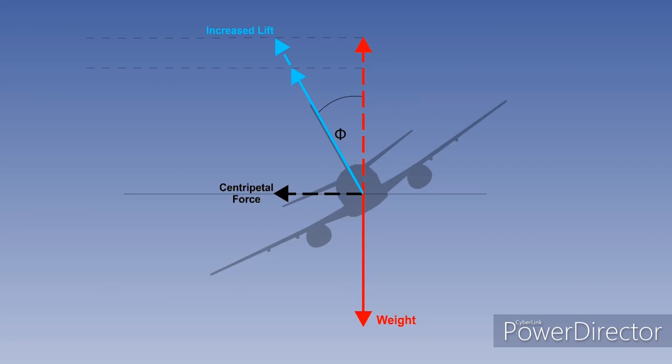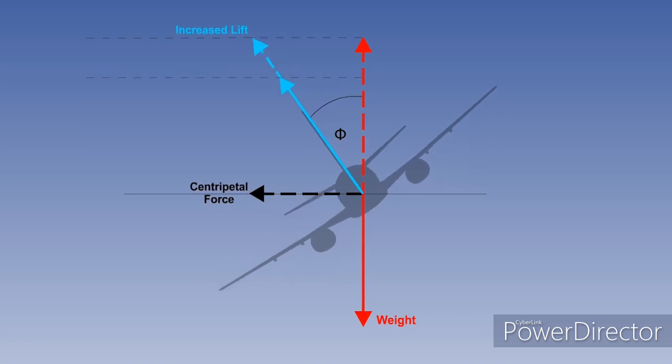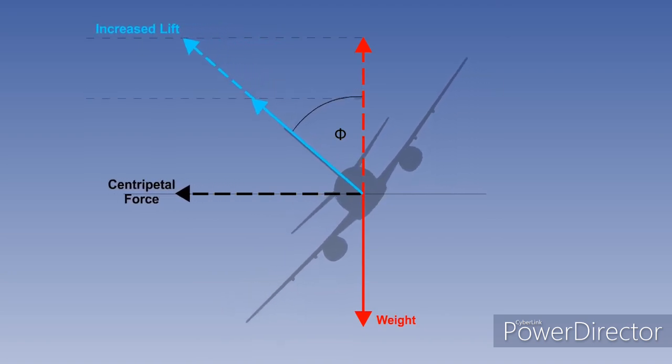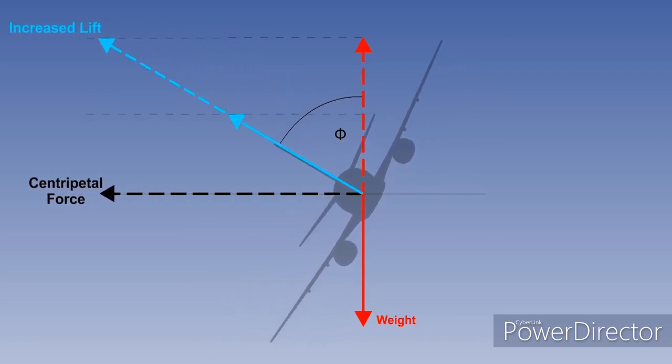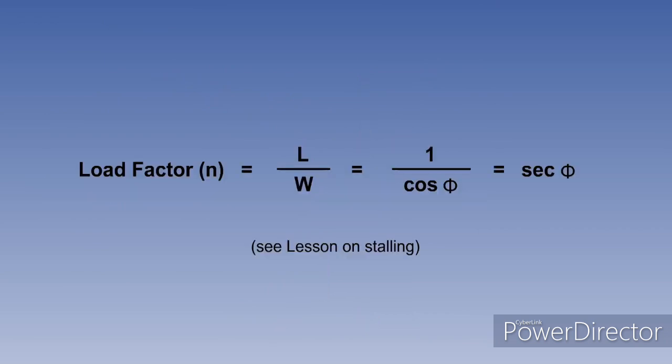As you have already seen, in a bank turn, the lift must be increased to provide not only centripetal force from the horizontal component, but also a vertical component sufficient to balance the weight. As bank is increased, the total lift required, and thus the load factor as well, must increase to maintain the vertical component's value for a level turn. The load factor, or G in common parlance, is the relationship between total lift and weight, and can be expressed in the equation load factor N equals lift over weight, which equals 1 over cosine phi, which equals secant phi.